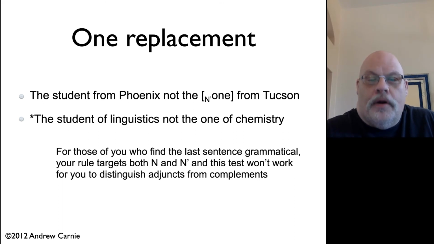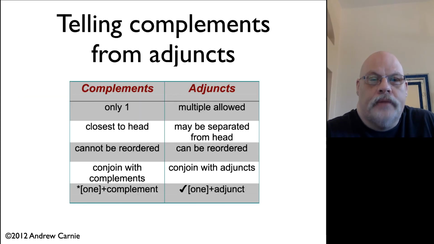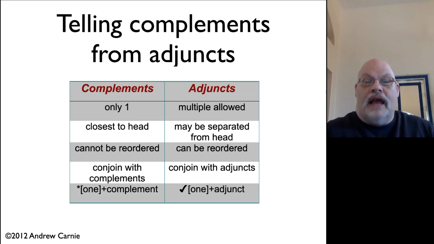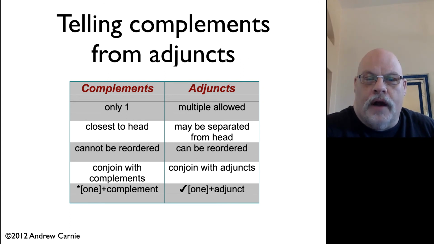Now, if you are one of the people who finds this second noun phrase grammatical, what seems to be happening is that in your particular dialect or idiolect, your rule is targeting both the N category and the N bar category. So you simply can't use this test to distinguish adjuncts from complements. But for other people, you can. So we actually now see that we have a whole bunch of ways in which adjuncts are distinguished from complements.